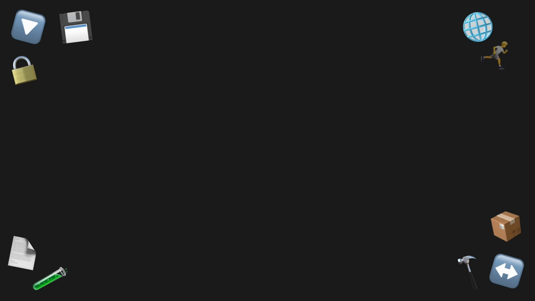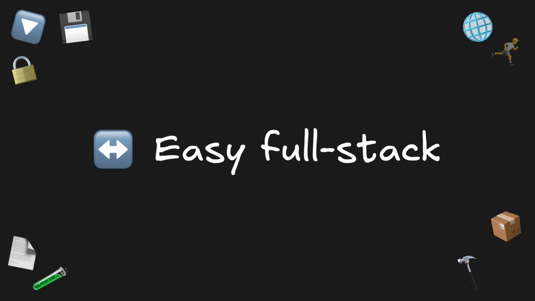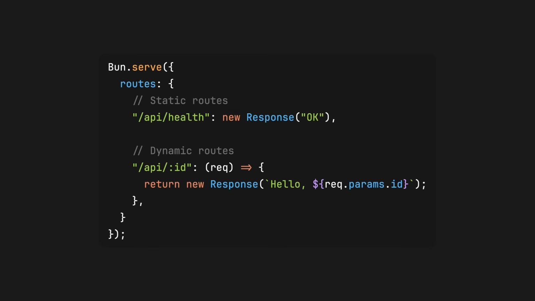Here are 9 more. With Bun, you can write and run basically any JavaScript, but it's especially powerful for servers. You can set up an API with the bun.serve command. We pass in a routes object that maps each route to its response, which can be static or dynamic.